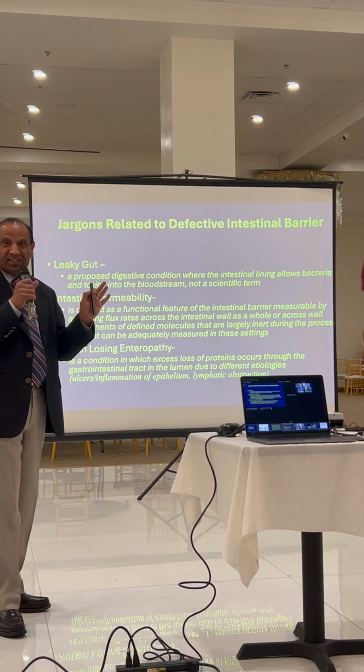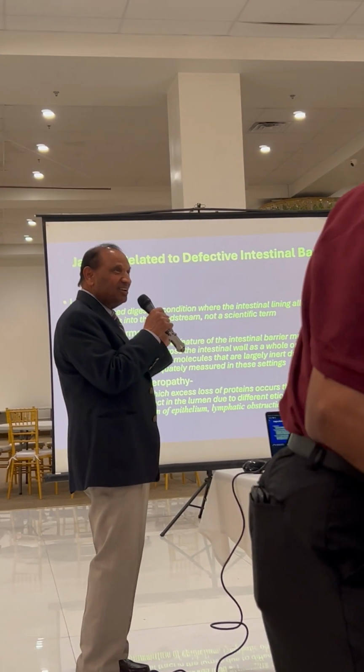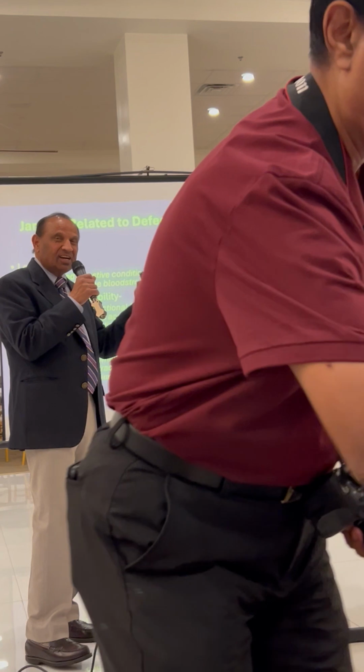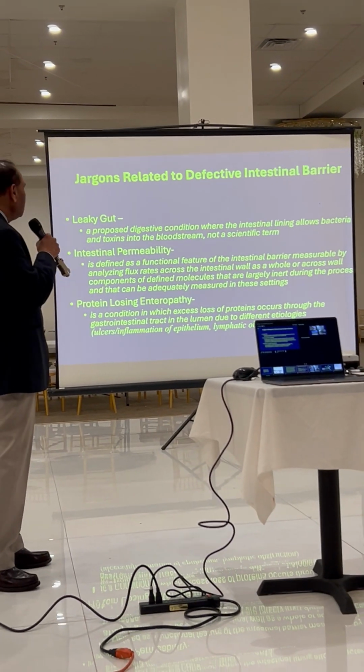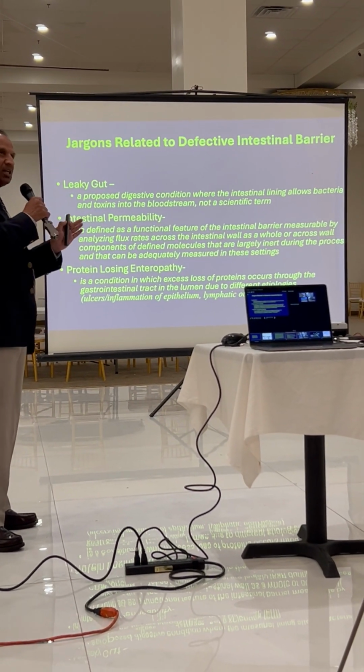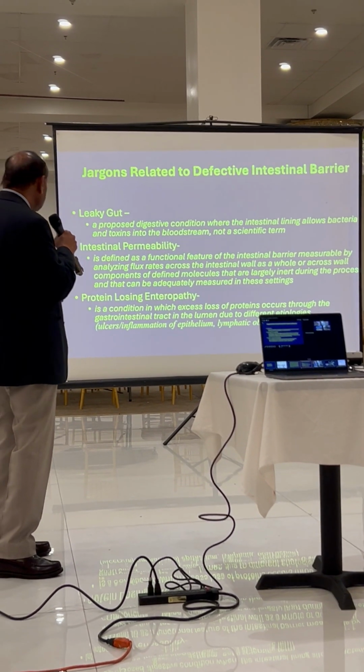Let me tell you, it is not a scientific term. So if you look into PubMed or something, they will not have a lot of articles on leaky gut. It will have intestinal permeability in it. So intestinal permeability is a functional feature of intestinal barrier, and it can be measured by looking at the flux of solute from the lumen into the intestinal wall.